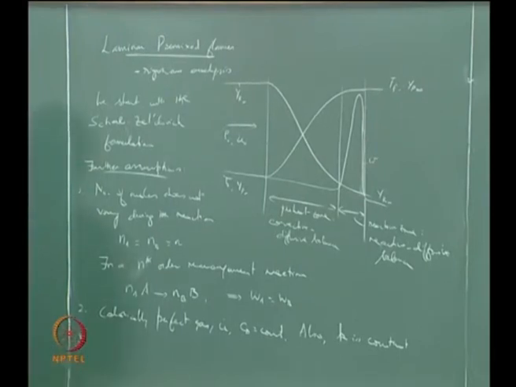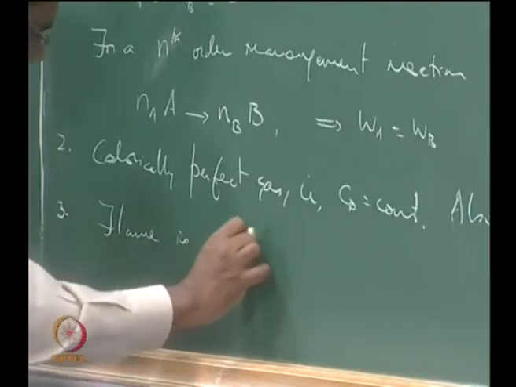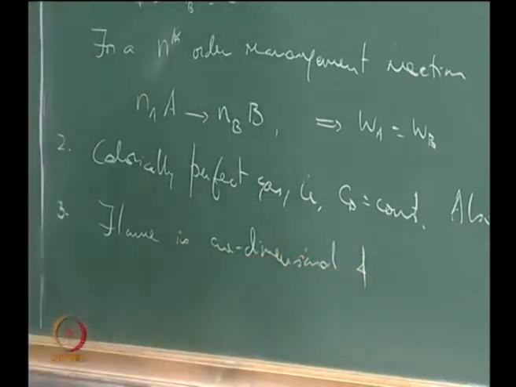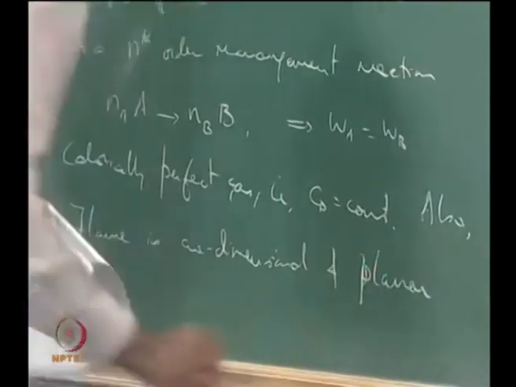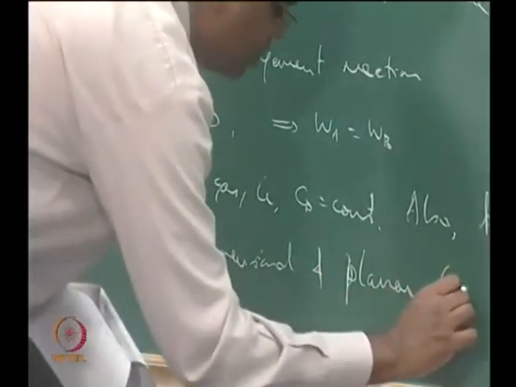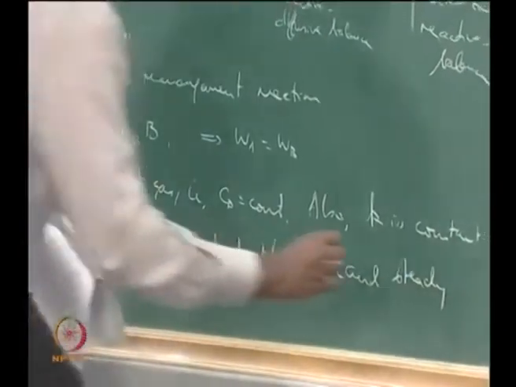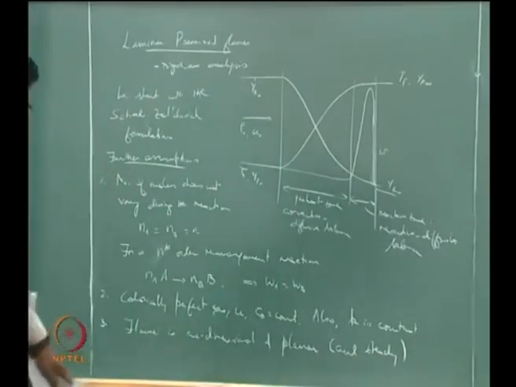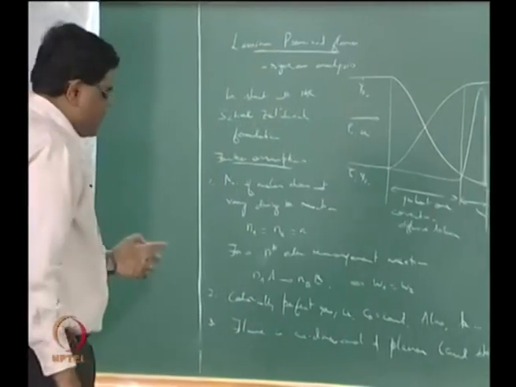Number 3, the flame is one dimensional and planar, and steady. Of course, steady state is assumed in the Schwab-Zeldovich. But I just want to point out here that we are looking at a steady flame, which is one dimensional and planar, and that assumption is not very unrealistic.